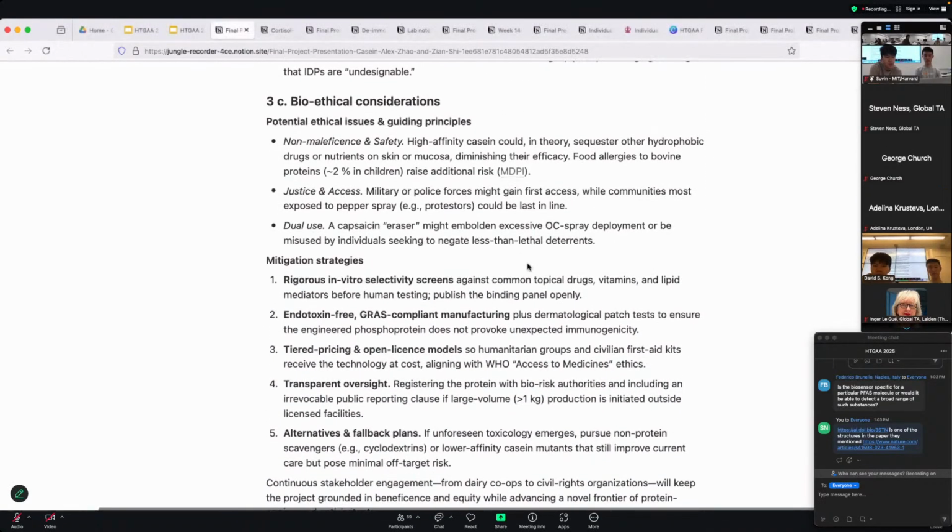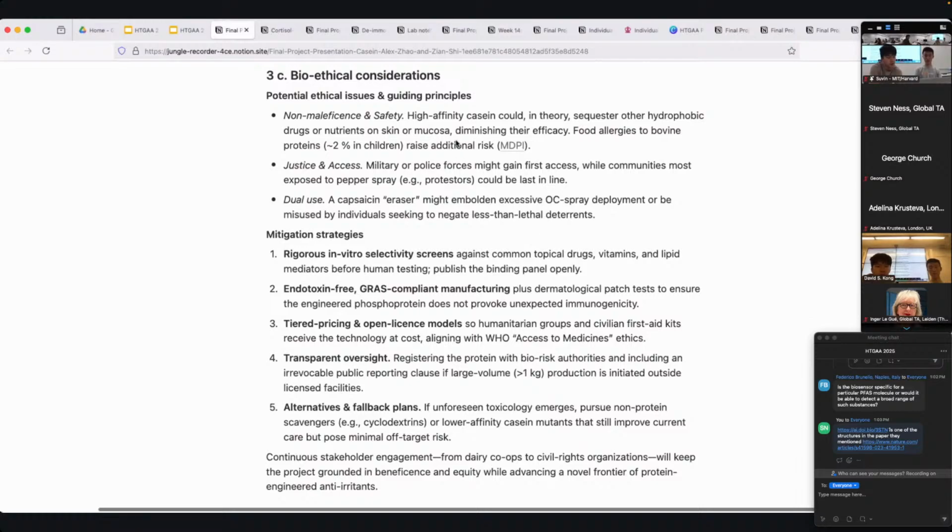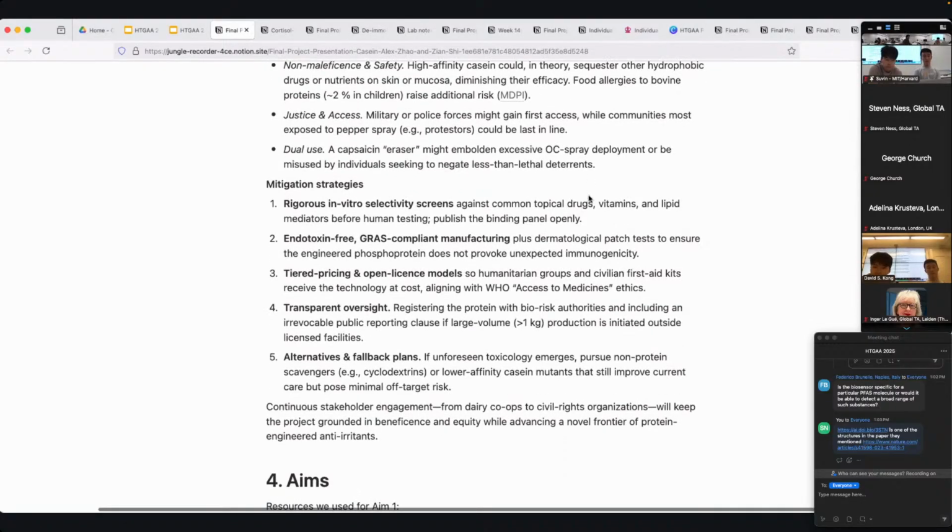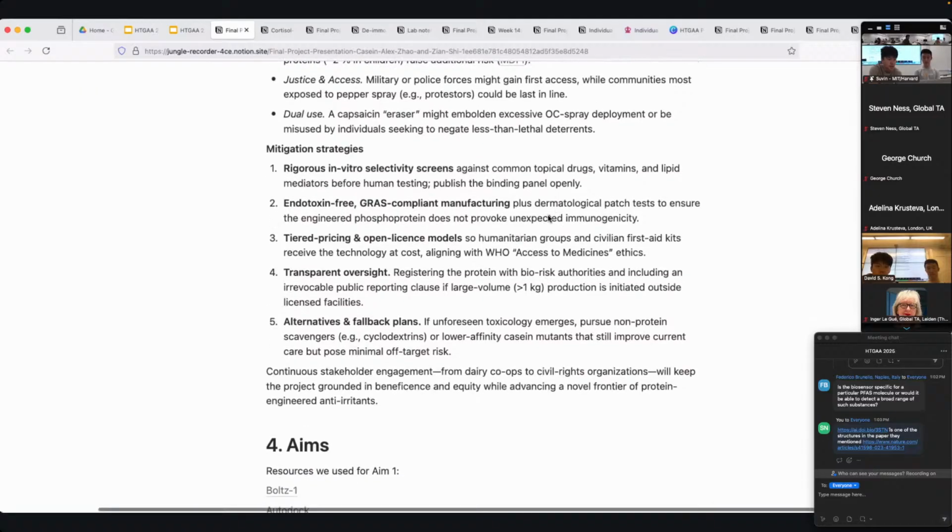We also had a couple of bioethical considerations. Of course, safety, non-maleficence. We don't want our engineered protein to have bad side effects, especially if it's being applied to the skin. Military and police forces might gain first access, with regards to resistance to pepper spray. And a capsaicin eraser might embolden excessive OC spray deployment, a kind of dual use. To mitigate these, we can do very rigorous in vitro selectivity screens, try to ensure high compliance in manufacturing, and have good oversight over who has access to these products.